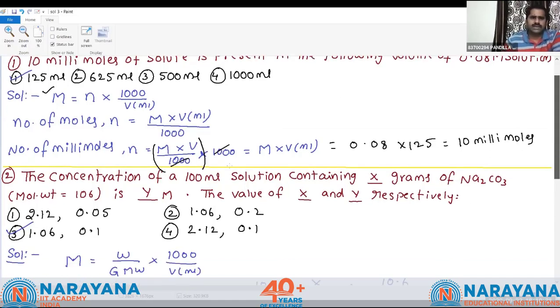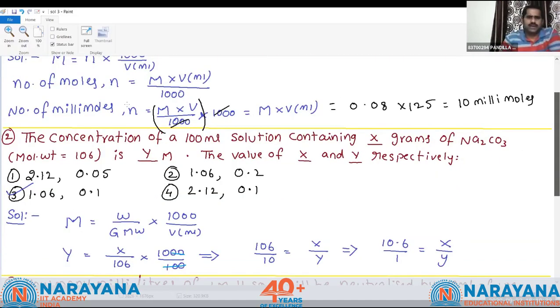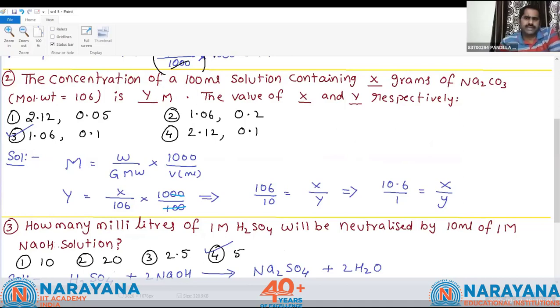The concentration of 100 ml of solution containing X grams of Na2CO3 is Y M. Molecular weight of Na2CO3 is also given, it is 106. So the question is, the concentration of solution is Y M, it contains X grams of Na2CO3. Now the question is, what is the value of X and Y respectively?